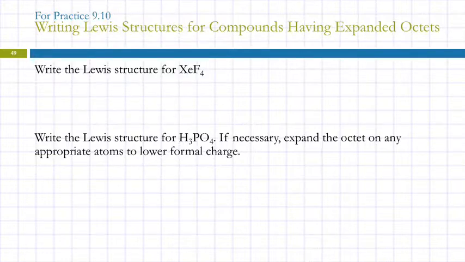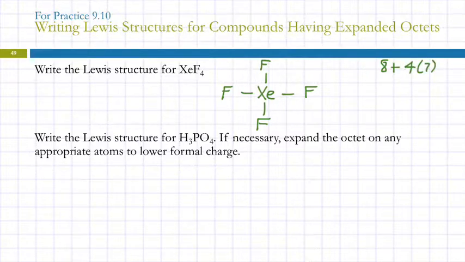Write the Lewis structure for XeF4. What do you think is going to be in the middle? Xe. And because fluorine's the most electronegative, fluorine's got to be around the outside. I have to count up electrons. So xenon has 8. And 4 fluorines, they each have 7. So that's 28, and 8 is 36.